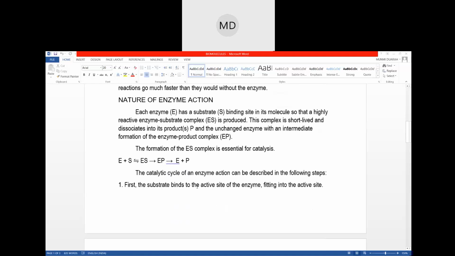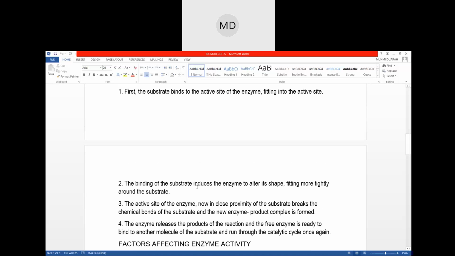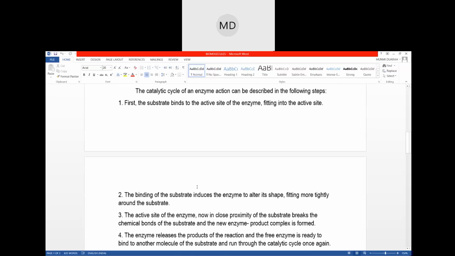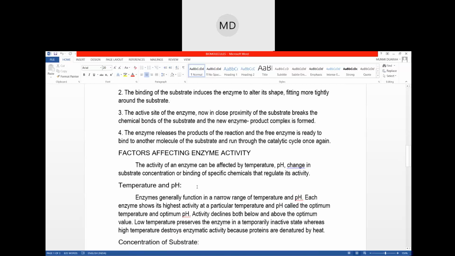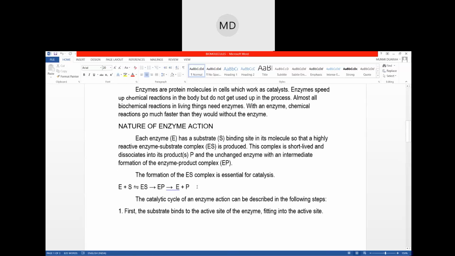See, here you can see. First, the substrate binds. There is a substrate binding site in every enzyme, and the substrate will come and bind to the site. Site means there is a place on the surface of the enzyme. So there is a place, and the substrate will come and bind with the enzyme. That is known as the substrate binding site.